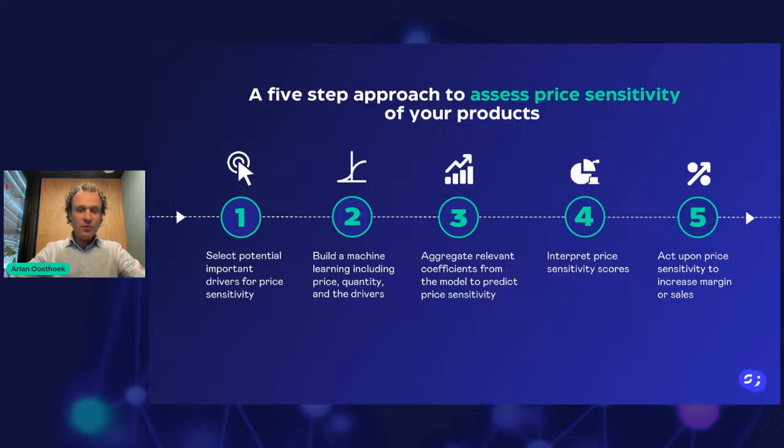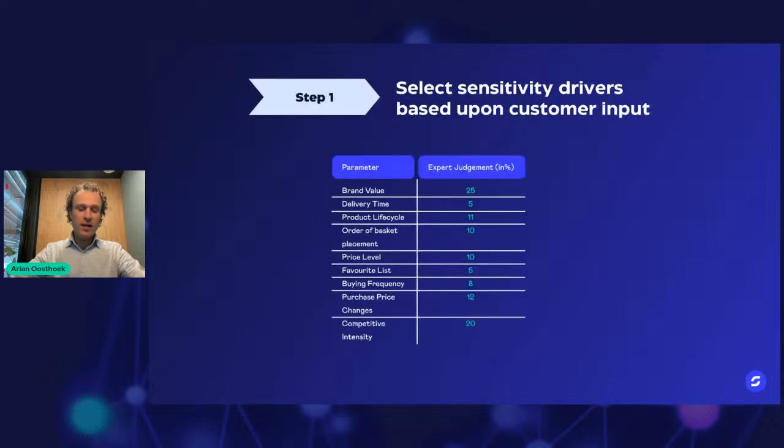Yeah, we have 5 steps, and in the next slides I will take you through these 5 steps by examples, what we will do during these 5 steps. So step 1 is that we select the sensitivity drivers based upon customer input. Similar to the situation where Roy just explained what sensitivity drivers drive beer, we do the same actually for your product.